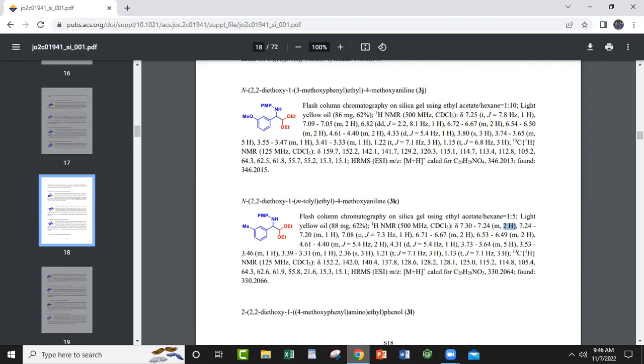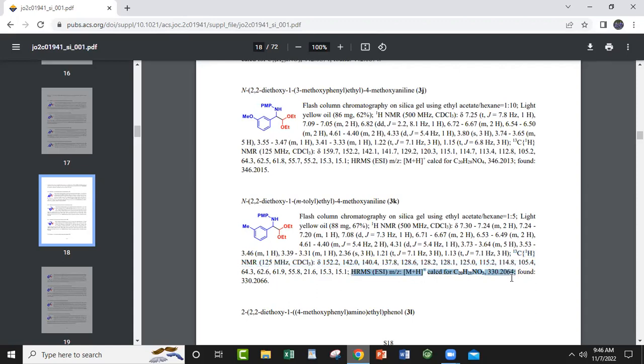And give what they call coupling constants, which I'm not going to talk about here because we're going to study a whole section on NMR. But you have to give the coupling constant. So this is proton NMR. This is your carbon NMR down here, right? Identifying all the carbons that are present. And then this is your mass spec, high res mass spec.